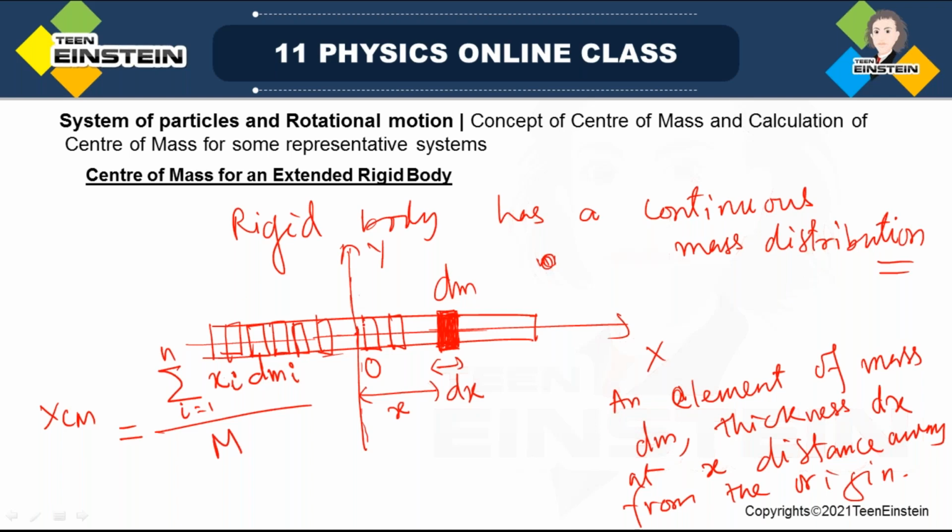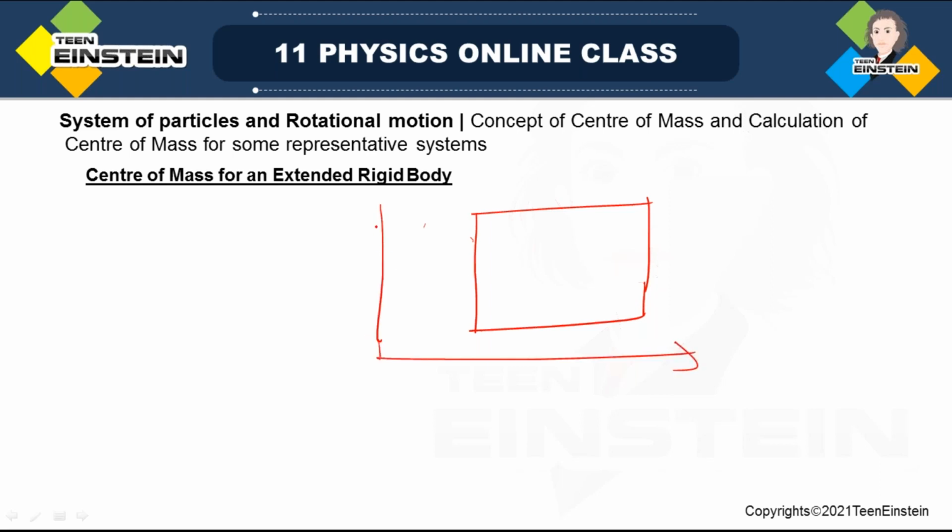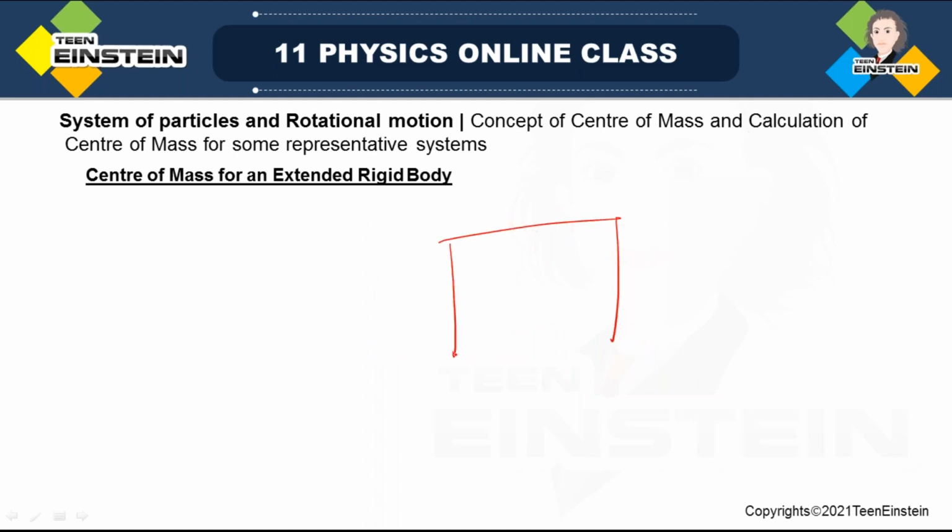So this is how it works. Suppose you have some object like this, a rectangular plate kind of thing. It is actually a two-dimensional object. So you can do one thing: let us consider our coordinate axis through the center of this object itself.